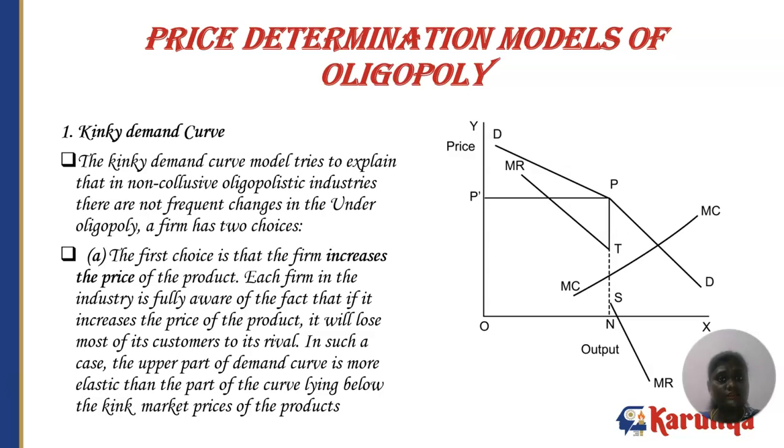So obviously this is something that everyone understands. When you increase the price, you will lose most of your customers to your rivals. In such a case, the upper part of the demand curve is more elastic than the part below the kink of the product. So here, the kinked demand curve you are looking at has a break. As you can see, this is the kinked curve. The curve lying above the kink is more elastic compared to the curve that is below.